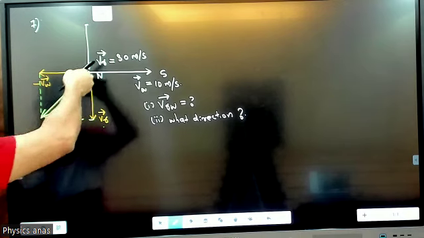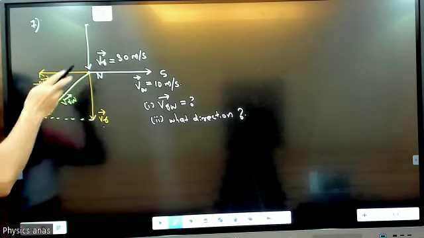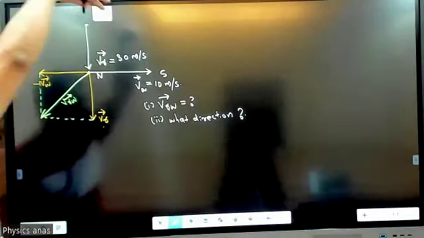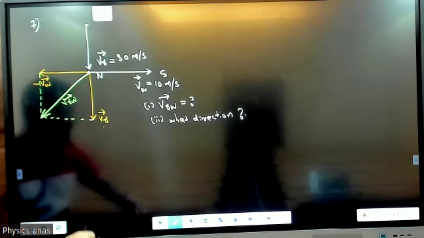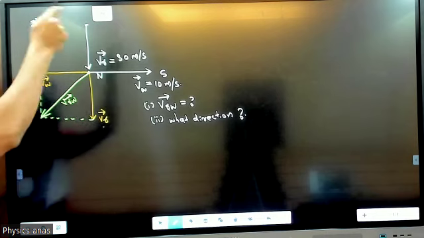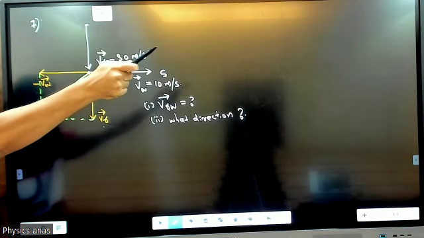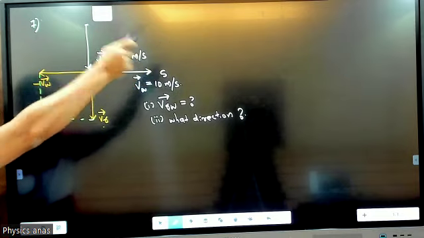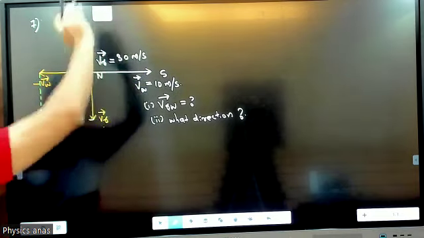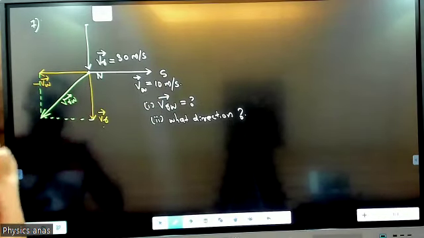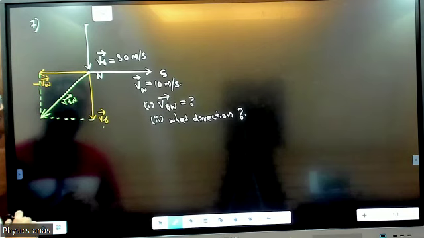Because if you get a resultant like this, you have to hold the umbrella like this. The woman is going in that direction, and the rain is coming in the downward direction. So the resultant velocity of rain will be like this, and she should place the umbrella in that direction. Okay. Let's see how we can do that.